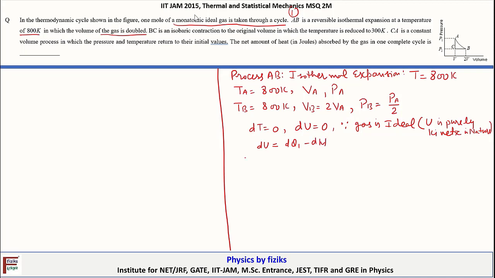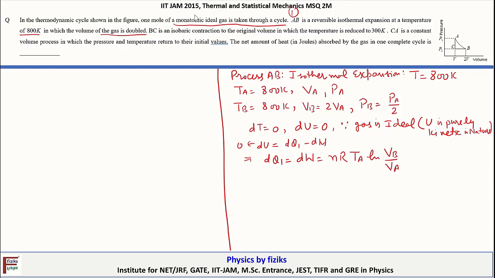Okay, so because dU is equal to 0, this implies dQ1, which is the heat exchange during process A to B, is equal to dW. The work done during the isothermal process is given by nRTa ln of the final volume at point B divided by the initial volume at point A.